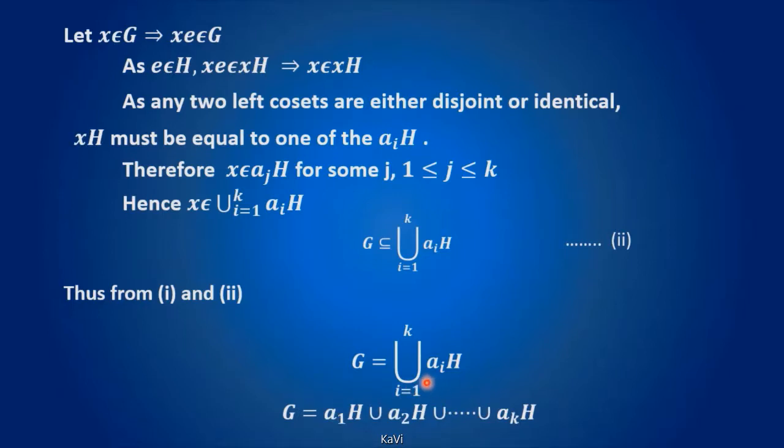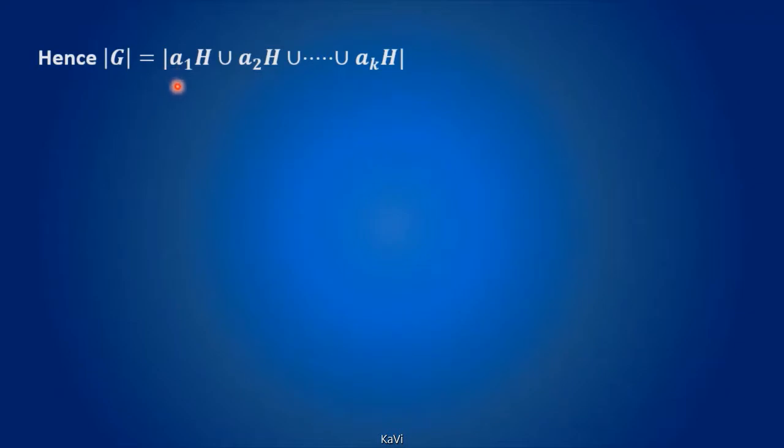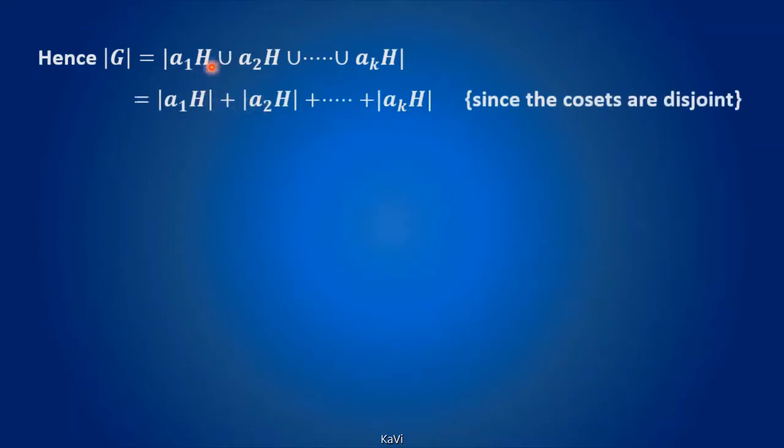Now, this union can be written like this in an expanded form: G is equal to A1H union A2H etc. union AKH. Now, order of G is equal to order of A1H union A2H union etc. AKH. You can see that these sets are disjoint. So, we can write modulus of A1H plus modulus of A2H plus etc. modulus of AKH. Since these are disjoint, we can add the number of elements in each of the sets to get the total number of elements in the union of the sets.